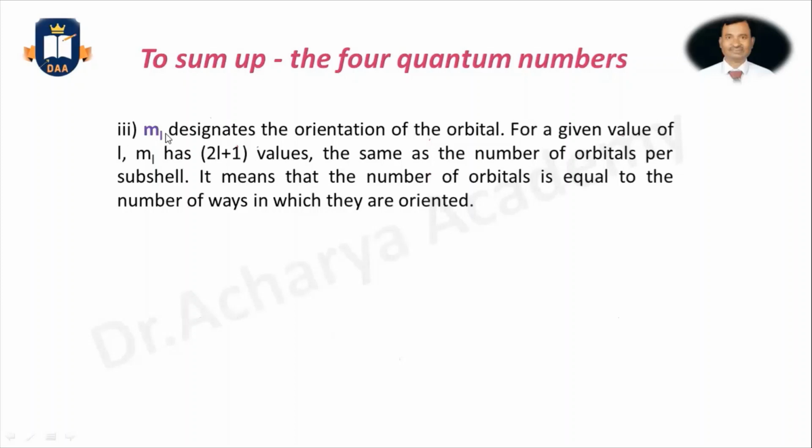Point number 3. The magnetic quantum number ml designates the orientation of the orbital. Just now, whatever I discussed. And for a given value of azimuthal quantum number l, the magnetic quantum number ml has 2l plus 1 values, the same as the number of orbitals per subshell. It means that the number of orbitals is equal to the number of ways in which they are oriented.